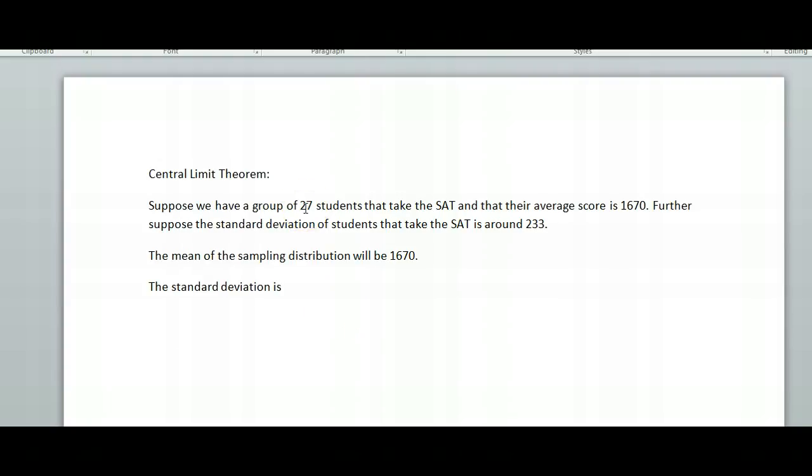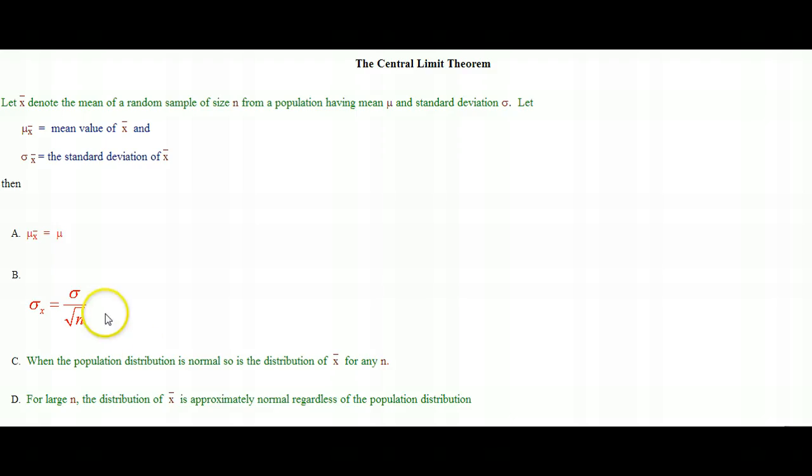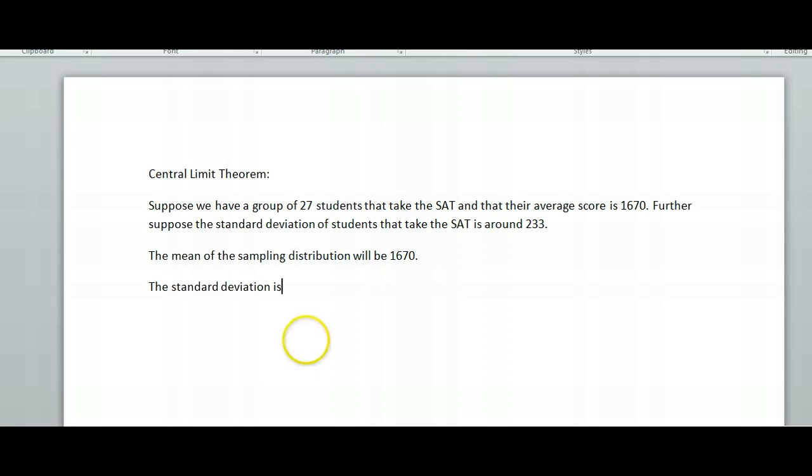Having a larger sample makes the standard deviation become smaller, and smaller by an amount that's predicted right here: the standard deviation divided by the square root of the sample size. So that means we need to do 233 divided by the square root of the size of the sample, which is 27. So let's grab a calculator and do that out.